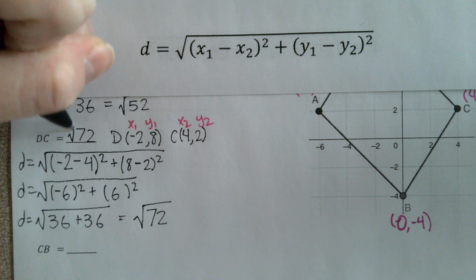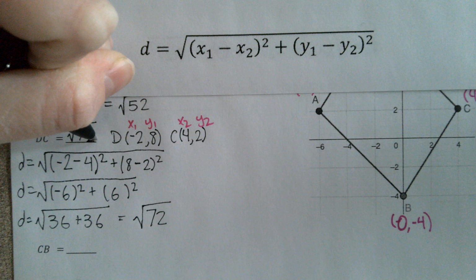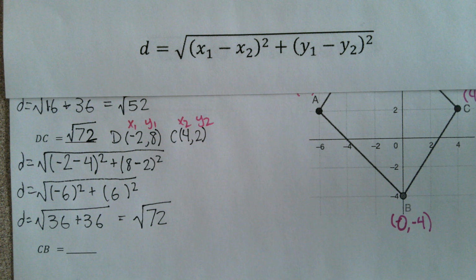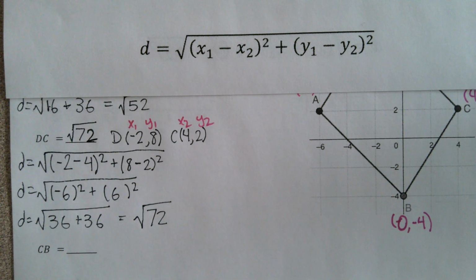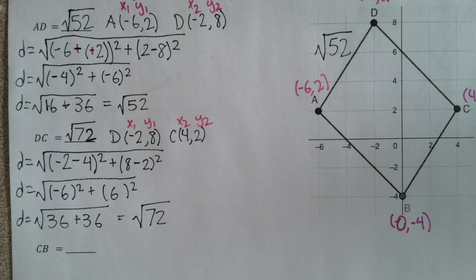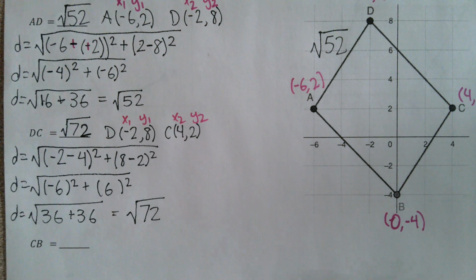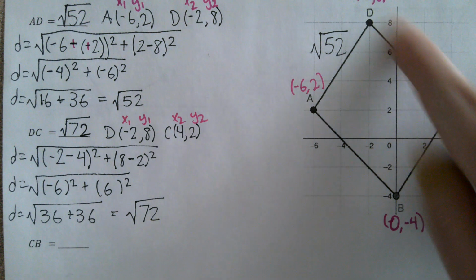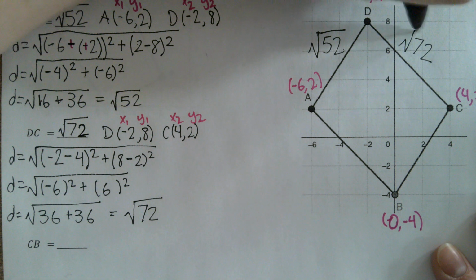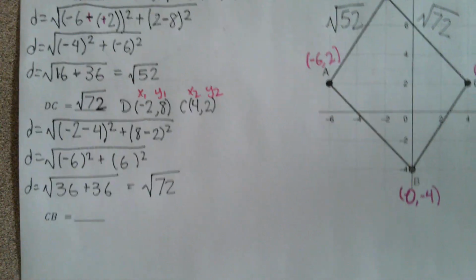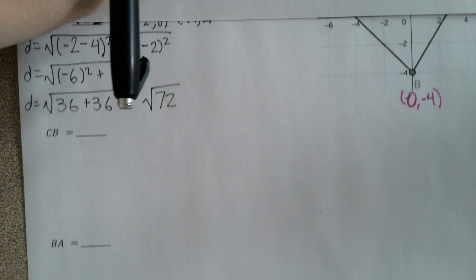Again, I already know this isn't a perfect square, but if you aren't sure, put it in the calculator. If you get a whole number, then you just write that whole number. But if you get a decimal, personally, I like to leave it like this. If you prefer decimals, you can use a decimal. So DC is the square root of 72. In my picture here, that's this segment. So the square root of 72 goes right here. All right, we are halfway done.